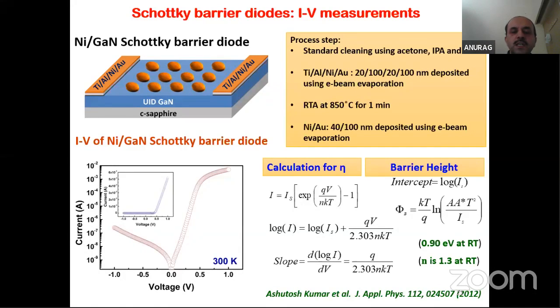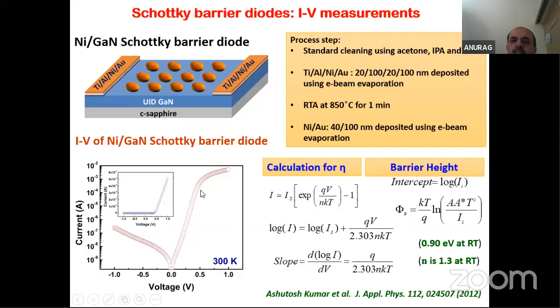So there was some small interruption. What I was describing in this slide is that on gallium nitride thin film, we have fabricated high quality nickel on GaN Schottky diodes. You can see the DC IV characteristics. This is the reverse characteristic. This is the forward characteristic. This is the semi-log plot, meaning the y-axis is the log scale and the x-axis is the linear scale.